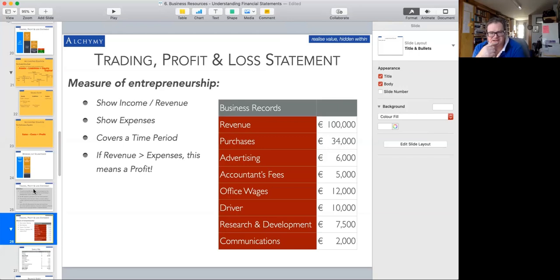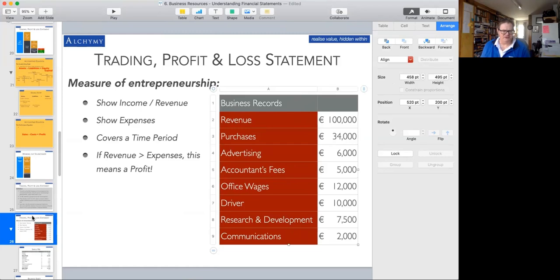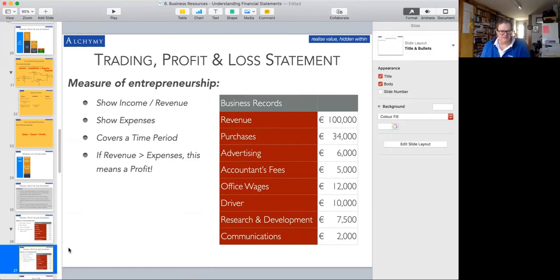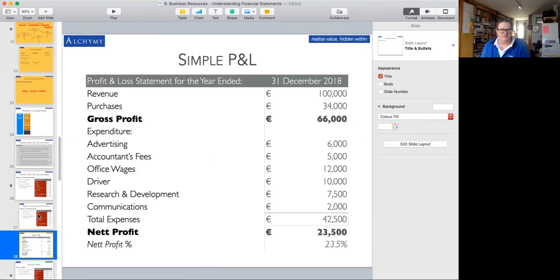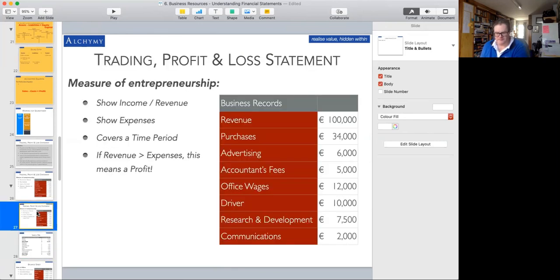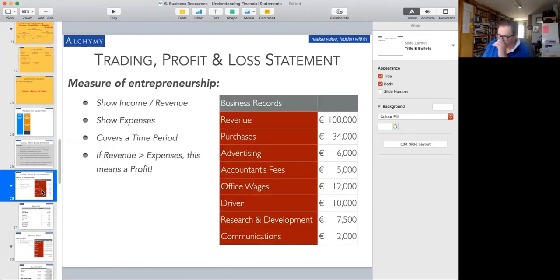So if you look at this information here, what do you think? Is this a profitable business? If you look at this table, is it profitable? I'll tell you what I'll do, we will just do this. We're going to convert this into a profit and loss account. So you've got revenue, purchases, advertising, accounting fees, office wages, drivers' wages, research and development and communications. Those are numbers from the business. What does that look like?